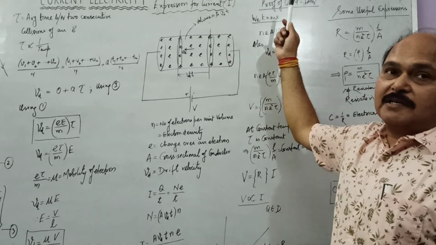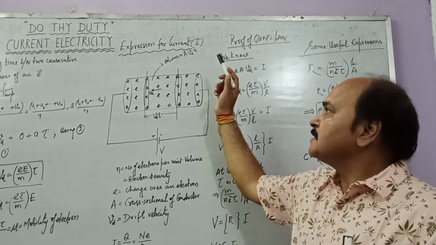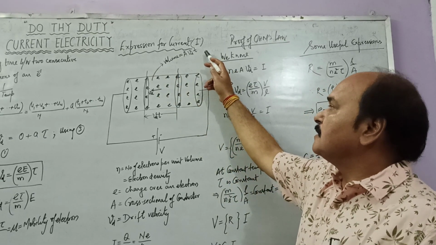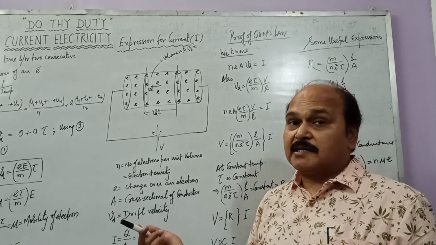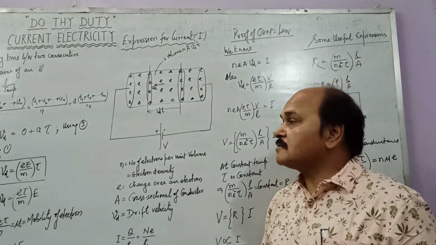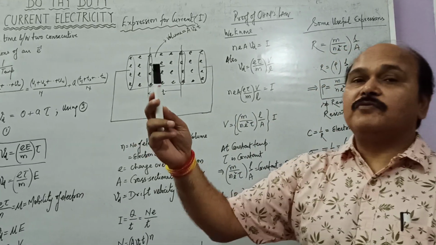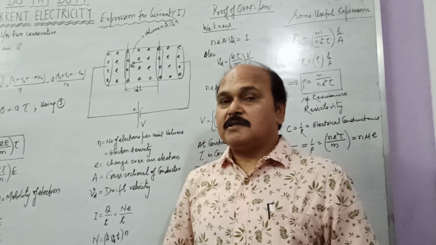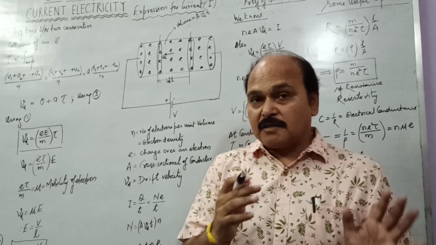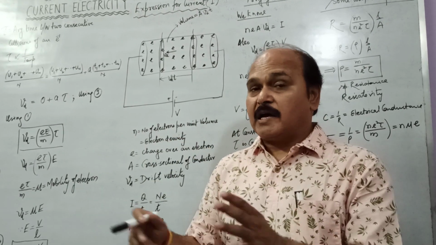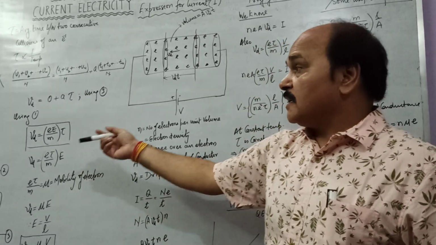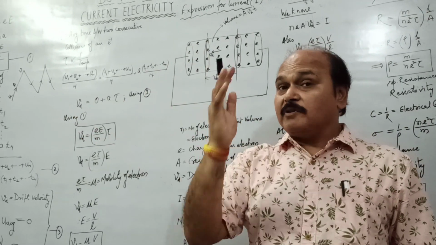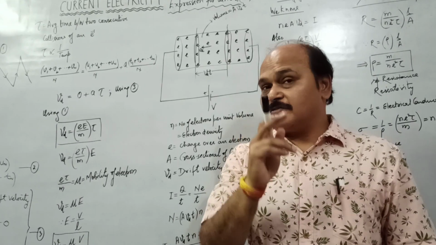Now, expression for current. Why is there current in a conductor when a battery is connected? It is simply because the electrons in the conductor move with a certain non-zero velocity, which is called their net velocity. As electrons move, charges move, and when charges move, there is electric current. When the battery is not connected, the average velocity is 0, there is no net transfer of electrons, and current is not there.